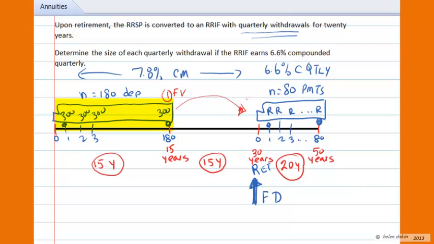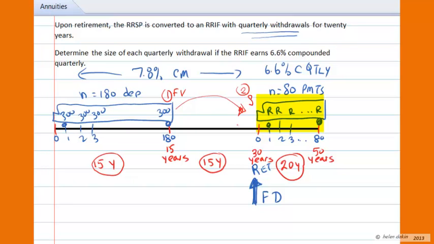So we're going to find the maturity value, the future value of that annuity. That's going to be step one. Step two is going to be to add compound interest to that for 15 years. Now, that step two value is going to represent the front end value, or the present value, of the annuity. That's what we're going to draw down from. So the present value of the withdrawals becomes the future value of all of the deposits.